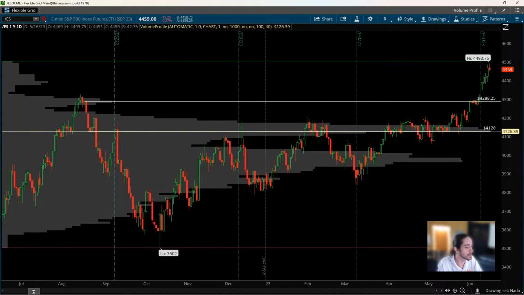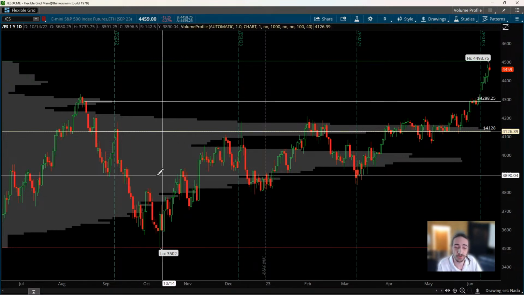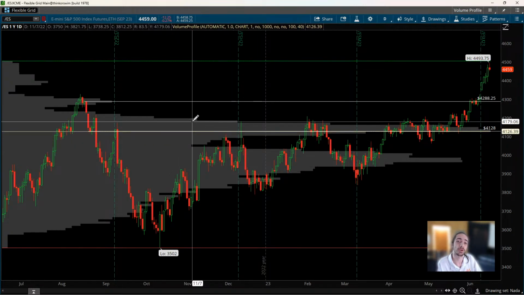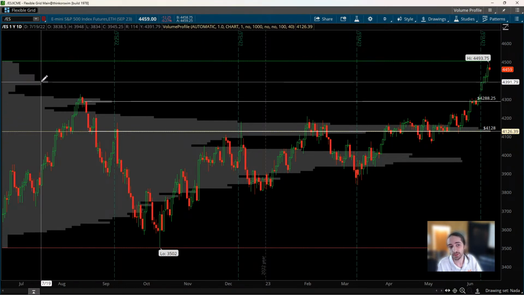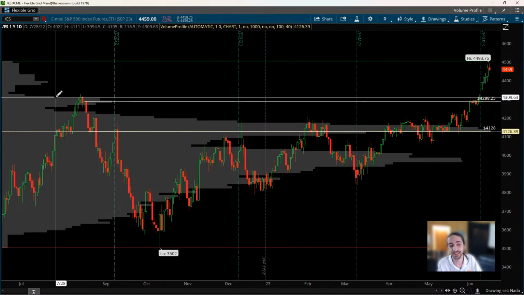VPOC is volume point of control, I believe. POC I know as just point of control. There are other terms with volume profile as well, and some of them include HVN and LVN. What I'm talking about there is high volume nodes, and what we see on each little bridge right here, each grayed out area, is a node.